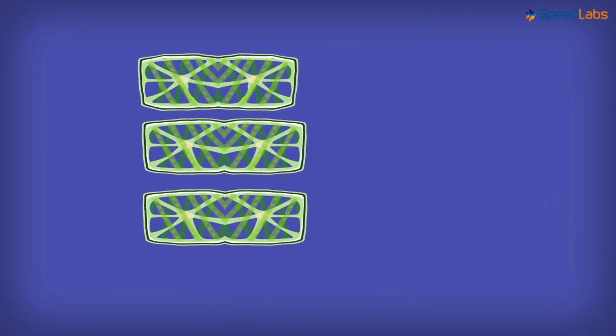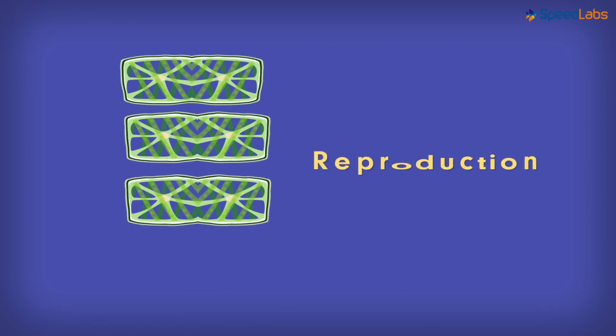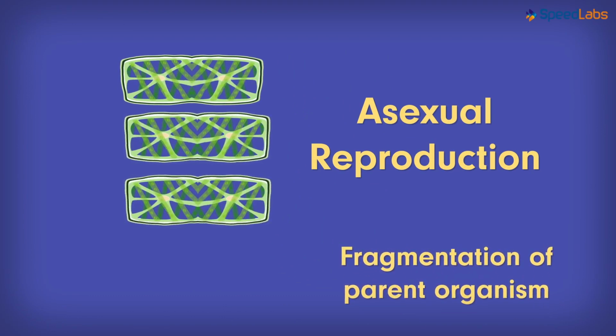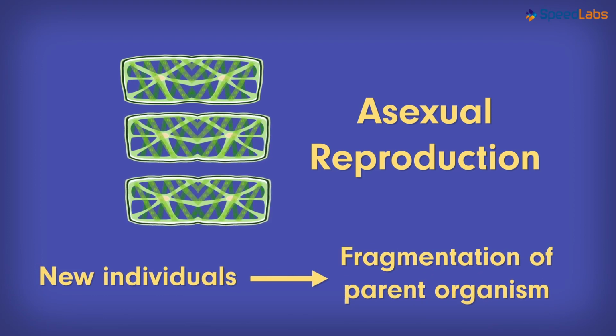Do you know what this process is called? It's called asexual reproduction. And what is such a method of reproduction known as? It's commonly referred to as fragmentation. New individuals are formed from the fragments of the parent organism in this method of reproduction.